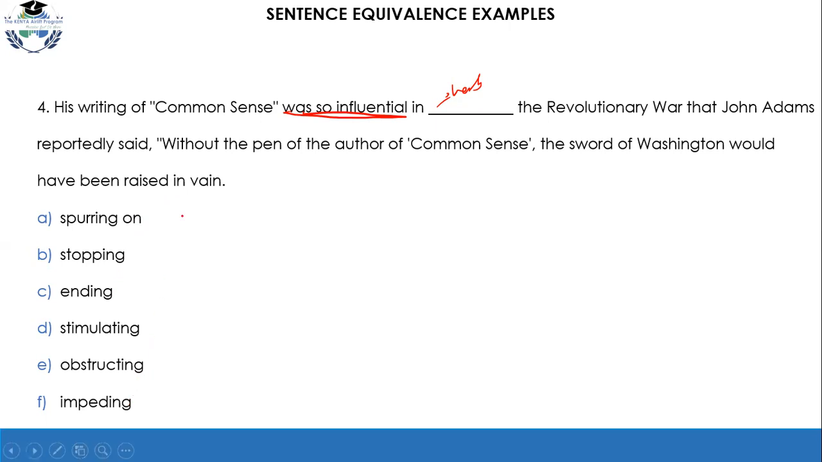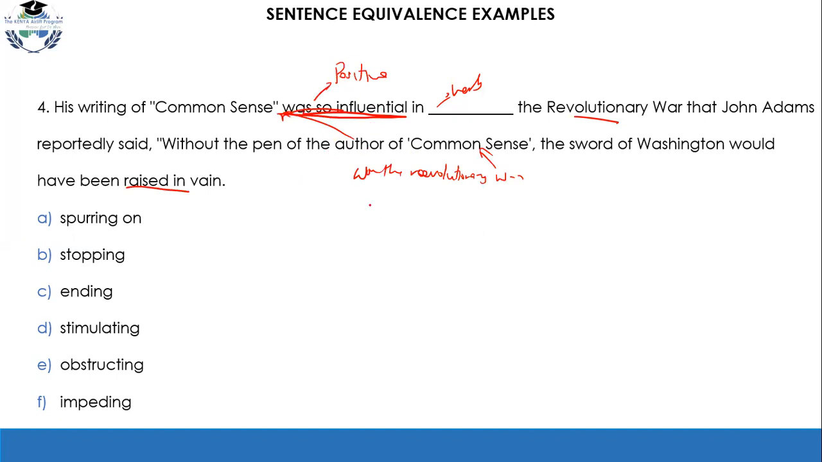So let's look at this sentence. His writing of Common Sense was so influential, meaning it was positive, just as Ian has mentioned. It was so influential, and nothing has negated this fact. Regarding the Revolutionary War, John Adams reportedly said, without the pen of the author of Common Sense, the sword of Washington would have been raised in vain. Meaning probably Washington won the Revolutionary War because of this book called Common Sense. That's how influential this book was.